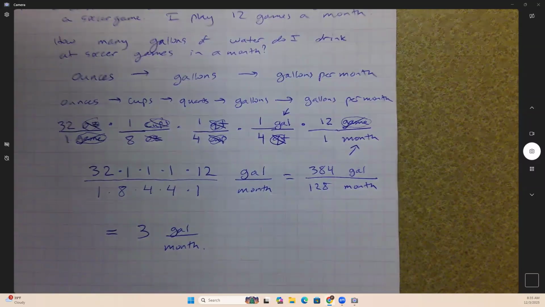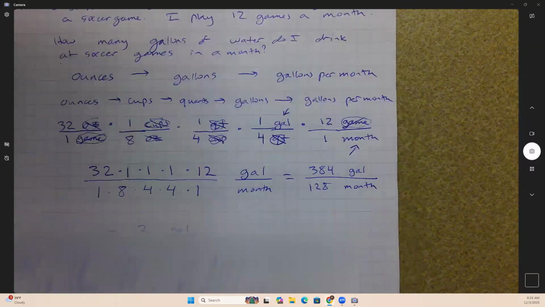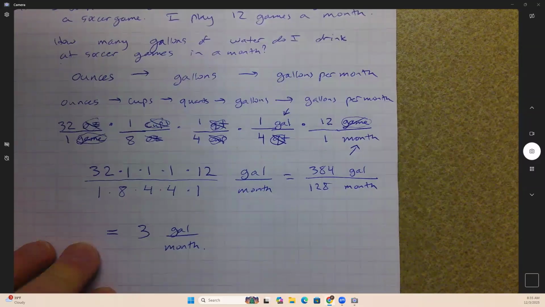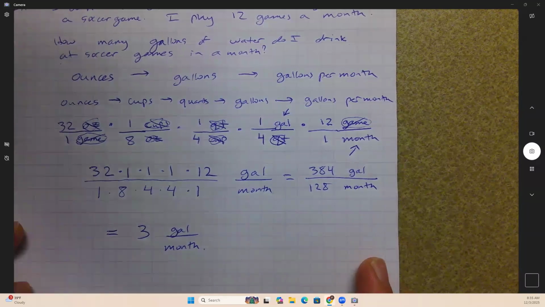Most of the conversions you'll be practicing are one-step conversions. That one got a little out of hand, but they can sometimes. Now, if I was talking about Gatorade, right? 3 gallons of Gatorade a month, if I know how much Gatorade costs per gallon, I know how much I'm spending on Gatorade, right? So these things can be super useful even if they can get kind of involved.